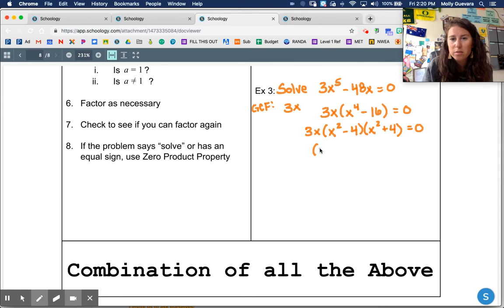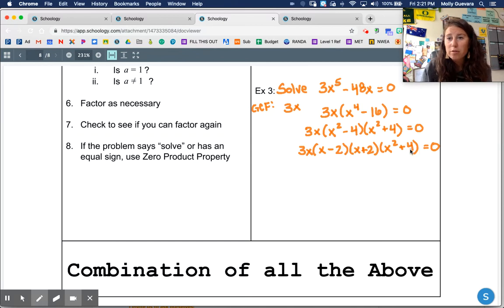Square root of x squared is x. The square root of 4 is 2. So I have x minus 2, x plus 2. And then I still have this x squared plus 4, which we'll look at next. And I still have the 3x. Okay. So now these are all x to the 1 except here, right?